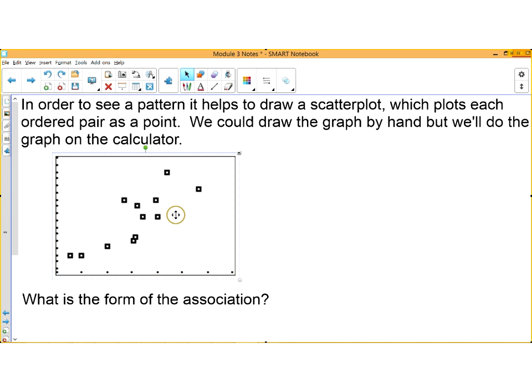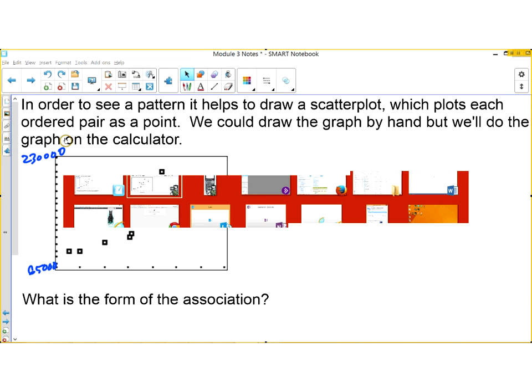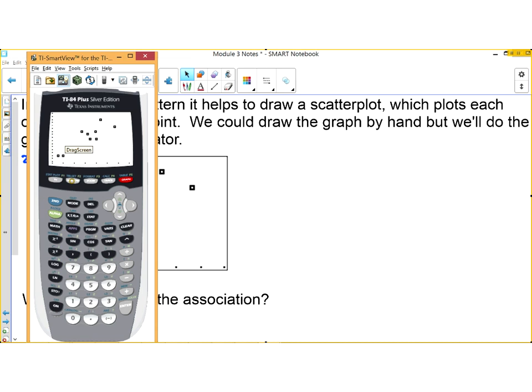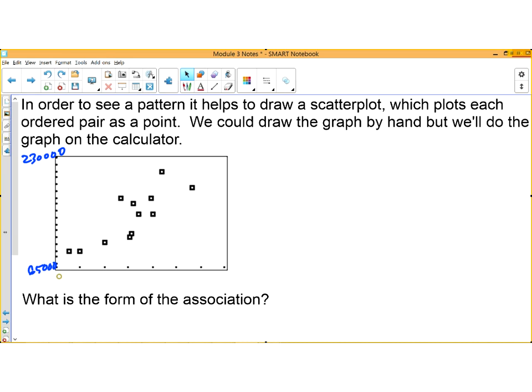All right, so there's my graph. What I'll do is mark real quick how I have my axes. I think my selling prices went from like 65,000 to, I think it was like 230,000. All right, I can double check that. I'm going back to my window. Yeah, 65 to 230, and then the x's went from 750 to 2,500.